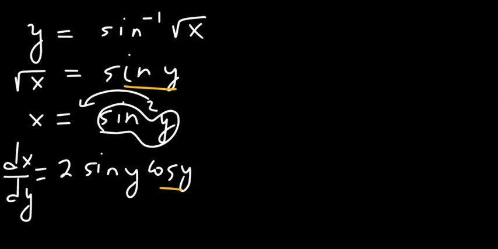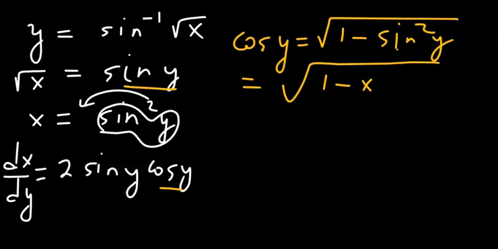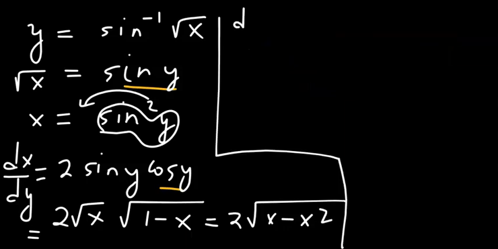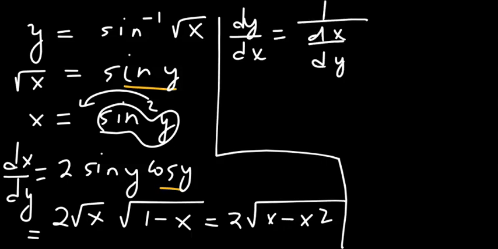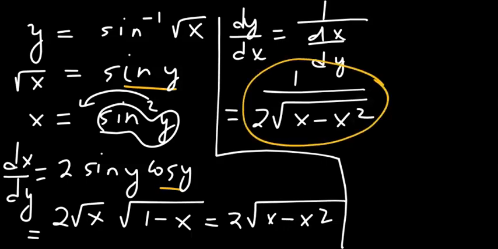What about cos y? Now cos y is the square root of 1 minus sin² y. So that means it's the square root of 1 minus x. So substituting everything inside, you get 2 square root of x, square root of 1 minus x, or 2 square root of x minus x squared. Finally, we know dy/dx is quite simply 1 over dx/dy. Since we know what dx/dy is, 1 over 2 square root of x minus x squared will give you the required answer.